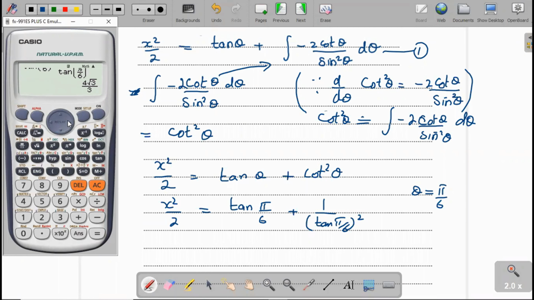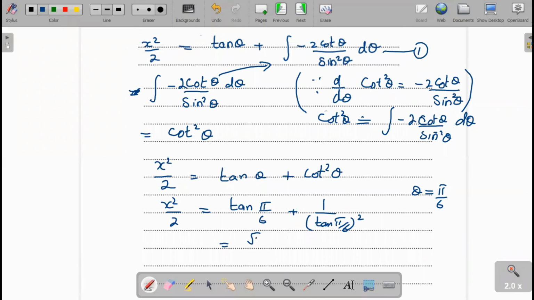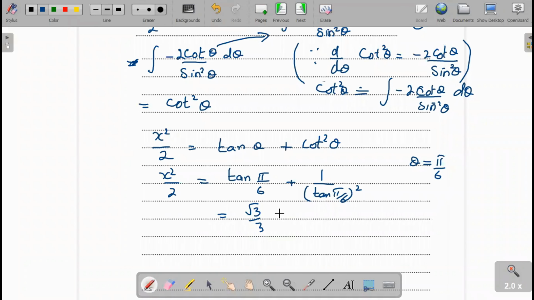You see here 1 over 10 pi over 6 plus 1 over 10 pi over 6. Now we take the value of tan 10 pi over 6, which is square root 3 over 3. Now we write it here as square root 3 over 3, and the same here, plus 1 over square root 3 over 3, whole square.